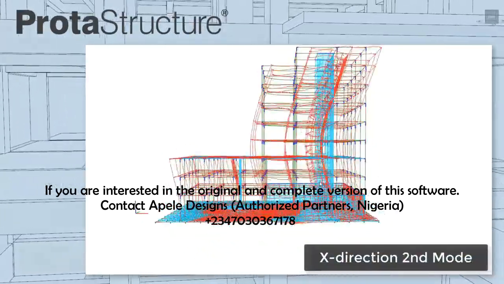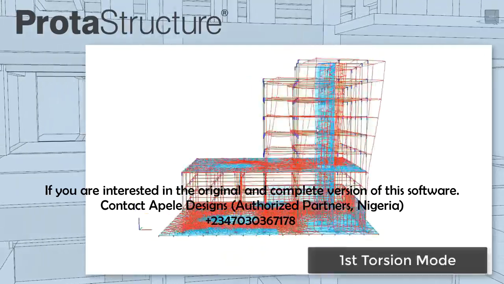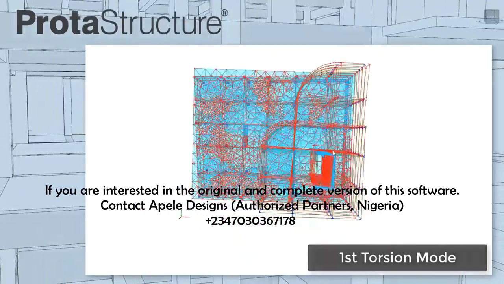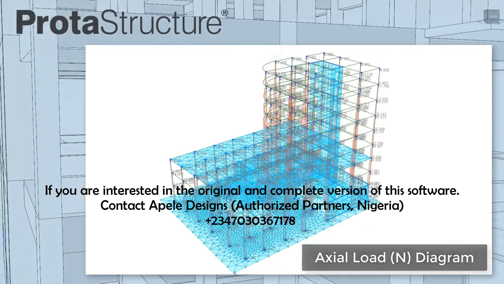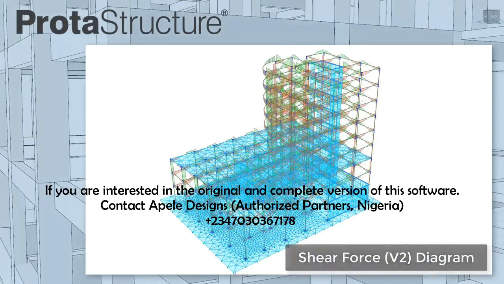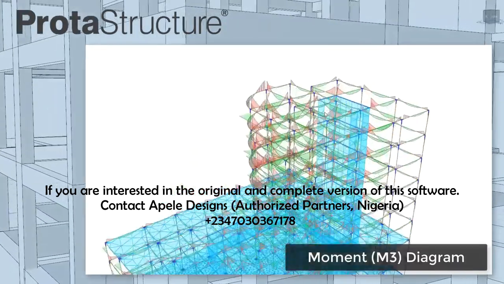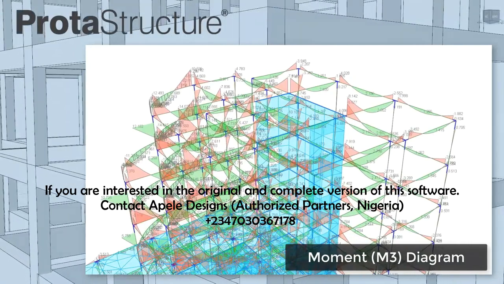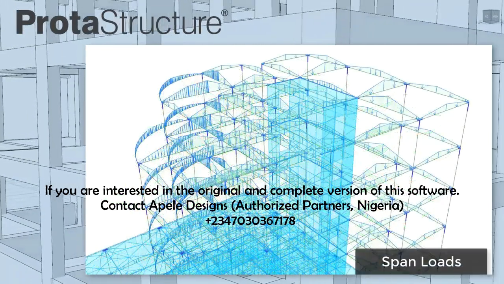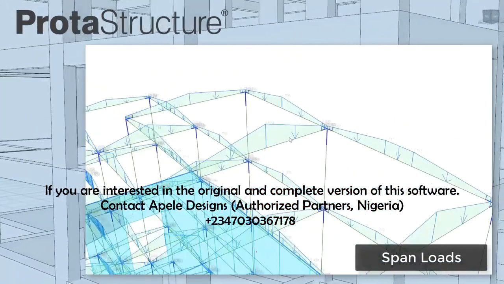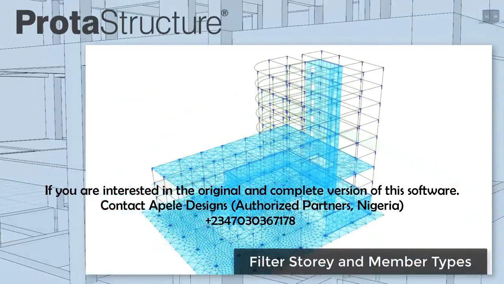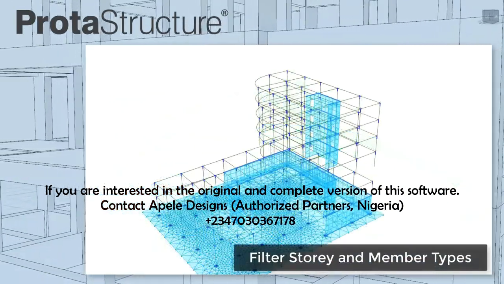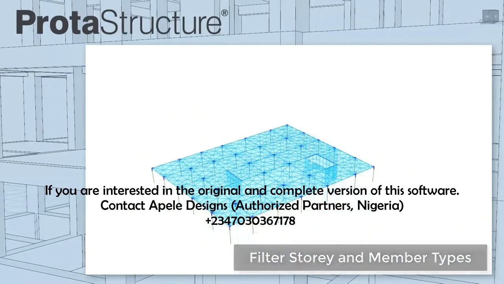Save analysis time by selectively meshing only the stories and walls you like. And determine critical members by viewing the member forces. See any nodal and span loads. And filter large models to focus on what's important to you.